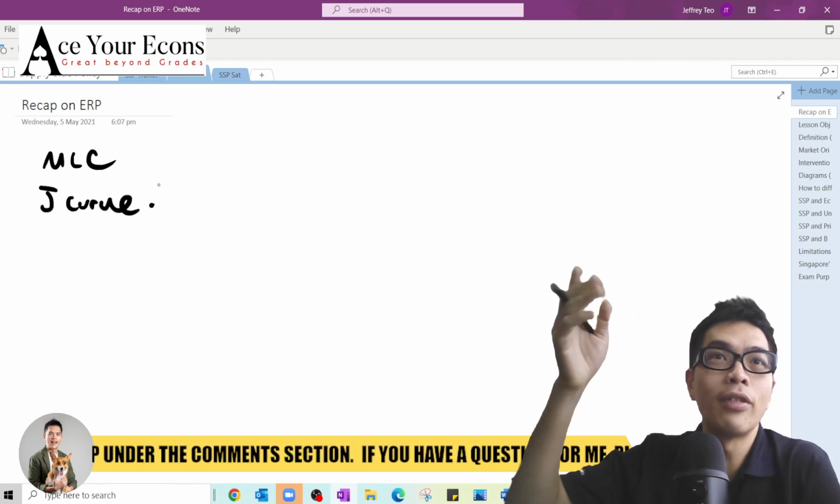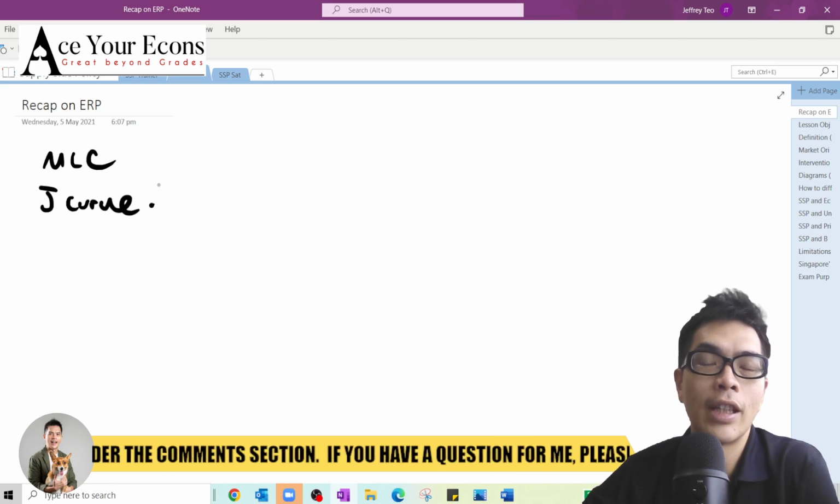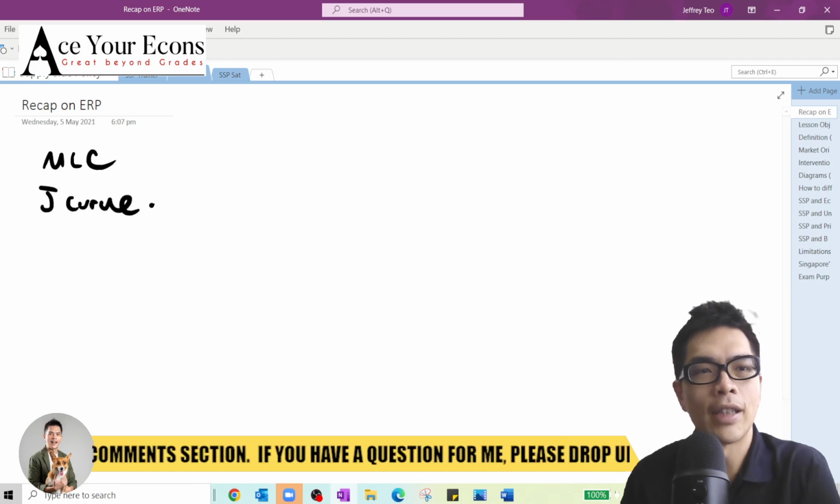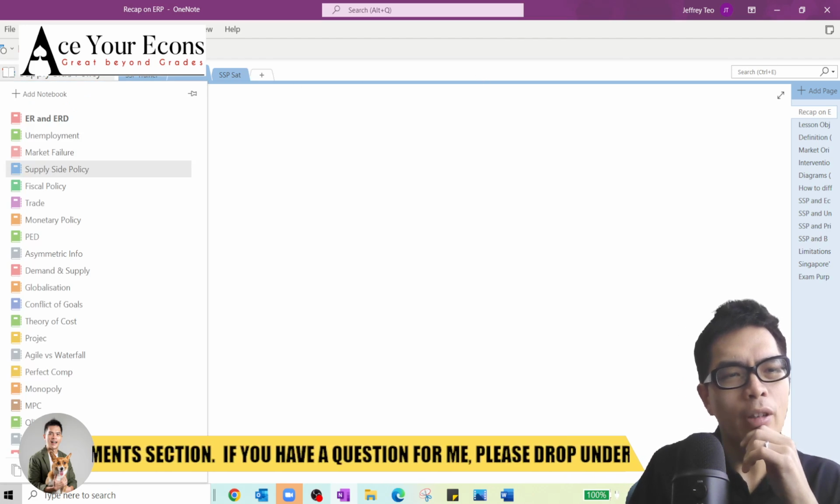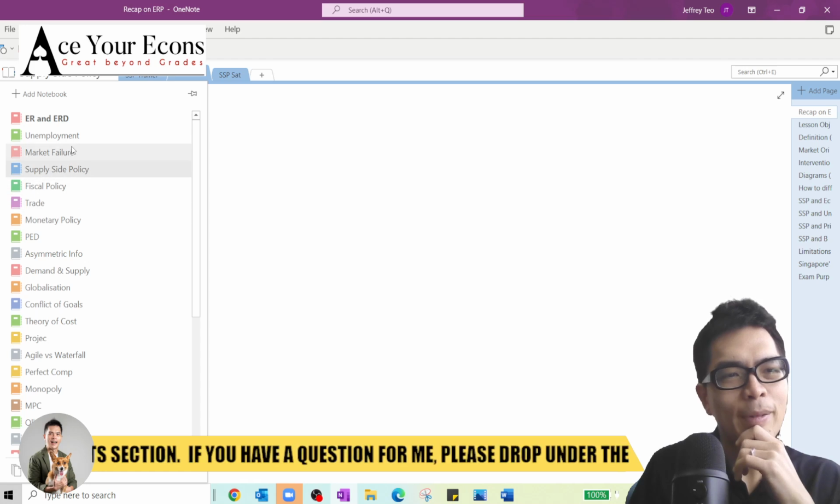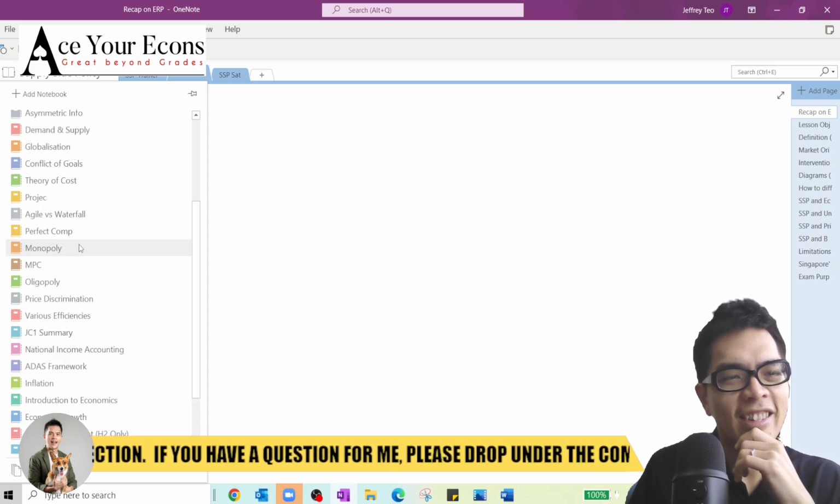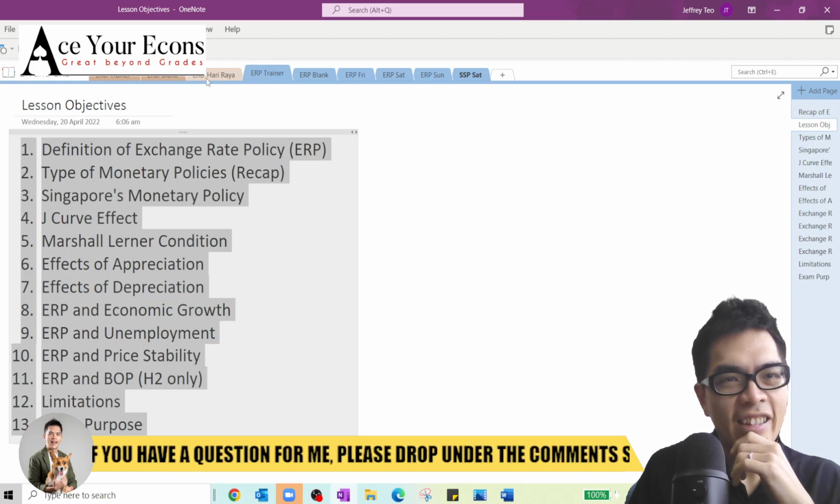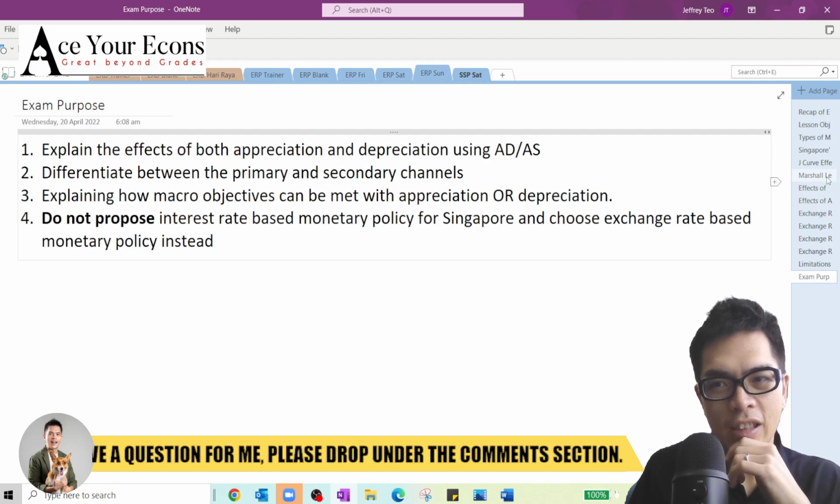What about the J-curve effect? What does the J-curve effect state? Remember? What's on the y-axis and what's on the x-axis? Do I have to pull out the notes? Seems like a cold start. Where is it? Okay, exchange rate policy. See?